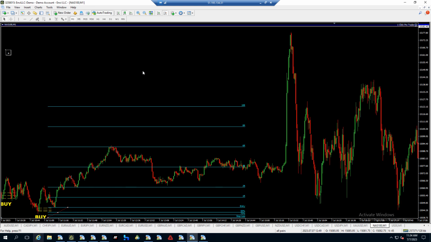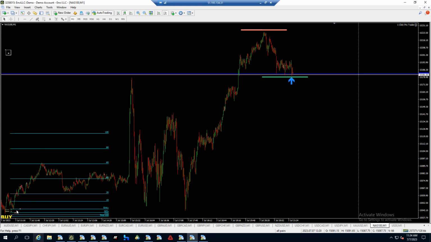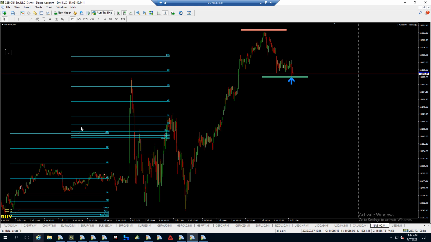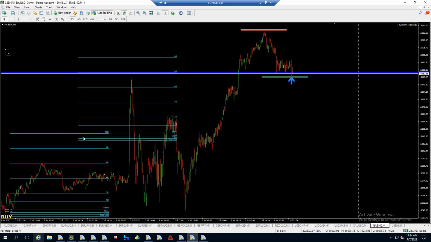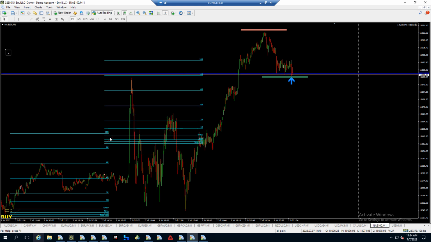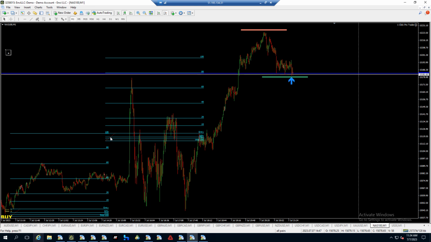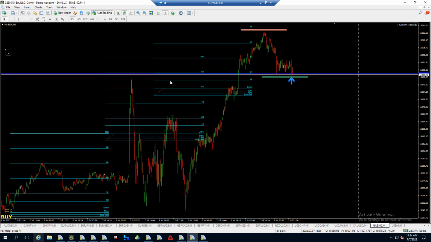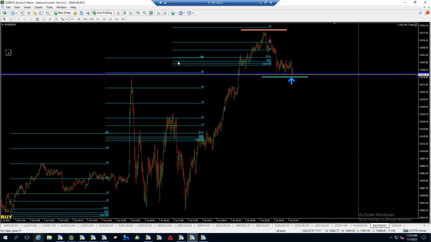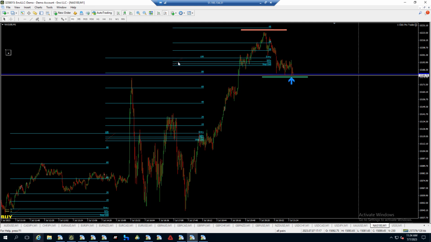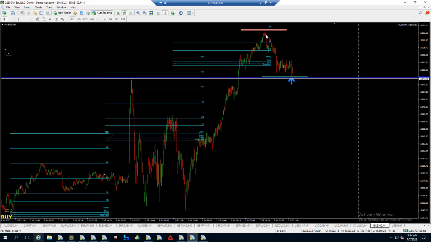So this is 10R, okay? And then let me, again, duplicate my fib tool that I'm using to calculate the R's here. This is another 10R. Wait for it, okay? So 10R, 10R, and about 3R. So 23R on this NAS trade, just waiting for the pullback.